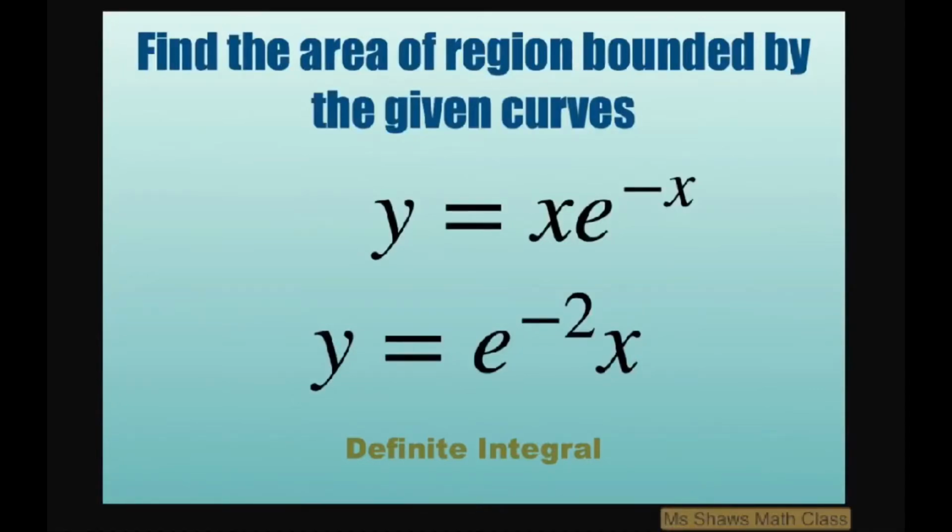Everyone, we're going to find the area of the region bounded by the given curves y equals x times e to the power of negative x and y equals e to the power of negative 2x. Let's find our intersection points first because that's going to be our bounds. So we set y equal to y, so we have x e to the power of negative x equals e to the power of negative 2x.